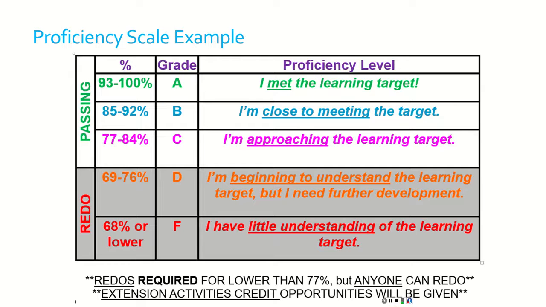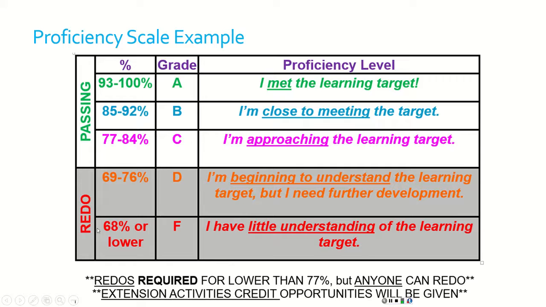And I also wanted to note that for me, one of my teaching philosophies is that I grade in pencil. And what that means is my goal is to have students demonstrate proficiency, right? So at least get to the 77 to 84%. You're at least approaching the learning target, and hopefully close to meeting, but it's not realistic to expect that all students will get 100%. So I'm happy with this range. This is a passing range.